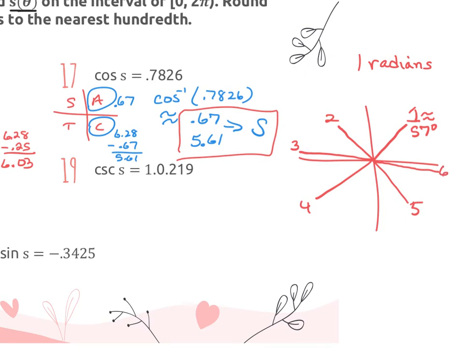So right now, the 5.61 would be in the 4th quadrant? Correct. Okay, gotcha. So all of these are in radians. You do not put the degree symbol when something's given to you in radians. Everybody good?